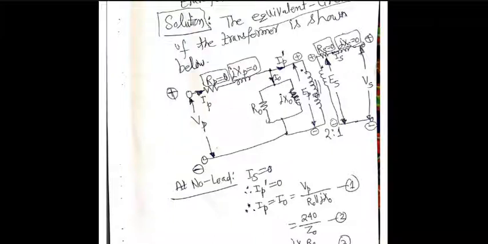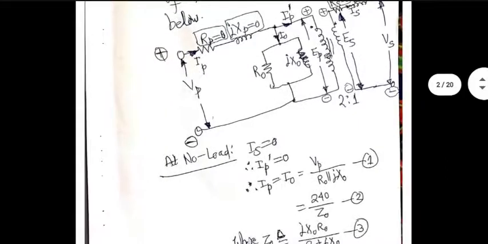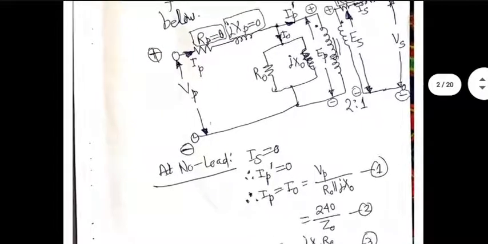So no load connected means all the input current is actually supplying the core. That is what you're trying to put in the equation. Ip equal to I0, which of course will be Vp divided by the impedance of the parallel combination of R0 and jX0, because Rp and Xp are 0 anyway. So this is the equation you will write for the first part.